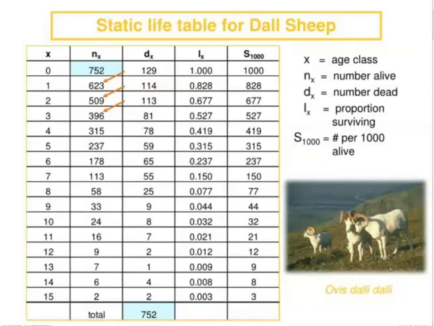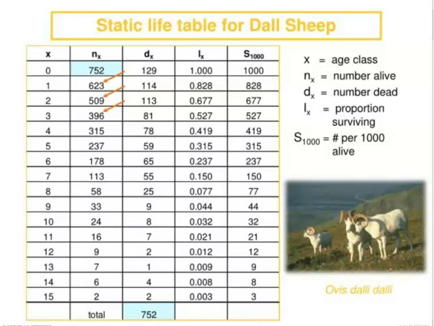So we can look at this static life table for this set of sheep. So we're not counting births in this, only deaths, right? And that's why it starts at one end and it ends close to 0. X is representing the age class, and in this case, it's per year. N is the number alive. D is the number of deaths. L is the proportion of survivors. S1000 would be the amount alive if the population started at 1000 instead of 752. That part's a little confusing, but it's really just a reflection of the percentage.